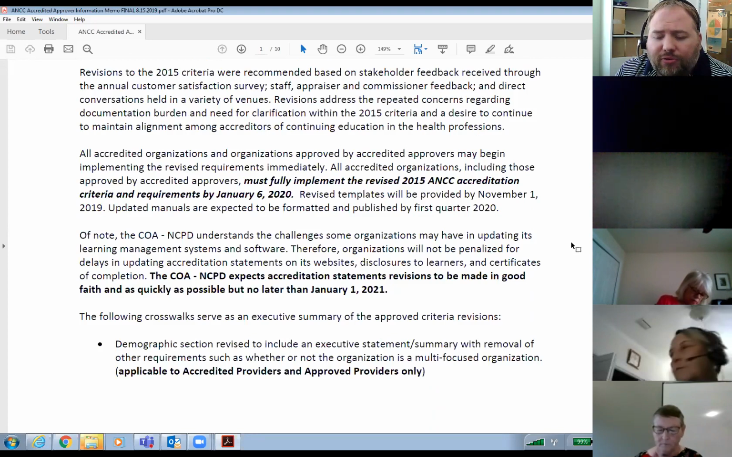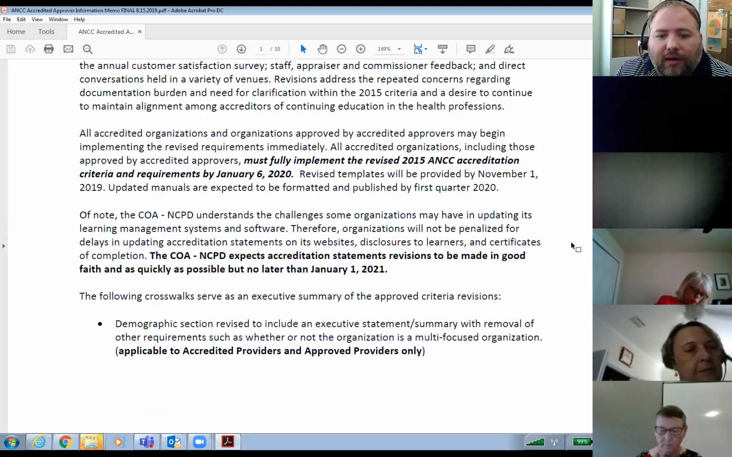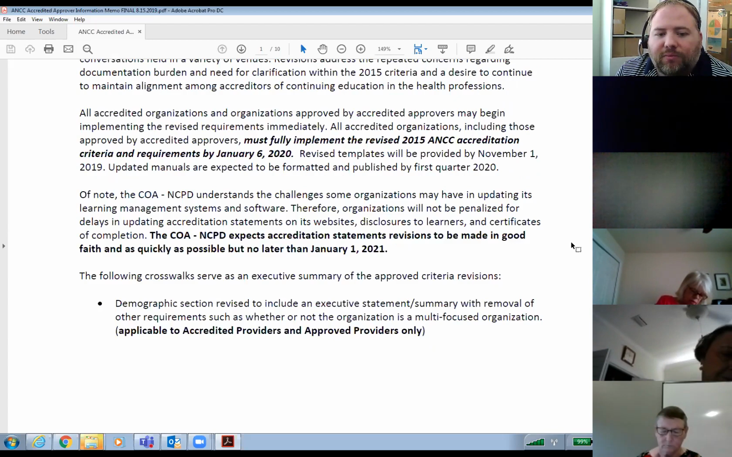And this is what your approved providers will be looking at to write to their self-study. Also, the accreditation statement is included in here in Appendix 2. You are free to use that starting today, or if you've already started using it. But we understand that some people are going to have a challenge changing it right away. So you have until January 1st of 2021.